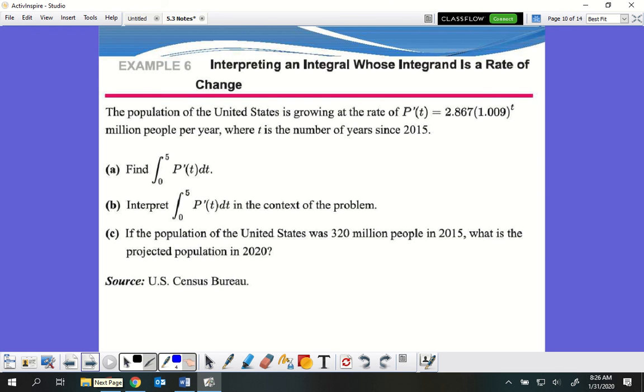All right, the population of the United States is growing at a rate of P prime of t. So what does that mean? It is 2.867 times 1.009 raised to the t million people per year, where t is the number of years since 2015.